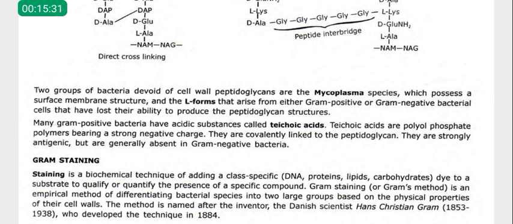Many gram-positive bacteria have acidic substances called teichoic acids. Teichoic acids are polyol phosphate polymers bearing a strong negative charge. They are covalently linked to the peptidoglycan. They are strongly antigenic but are generally absent in gram-negative bacteria.